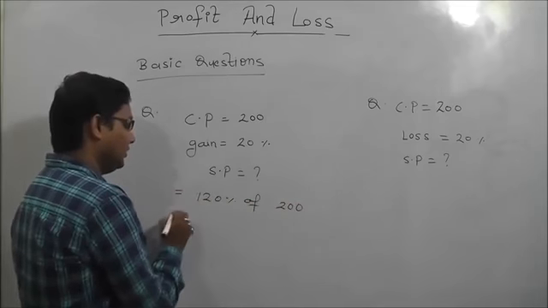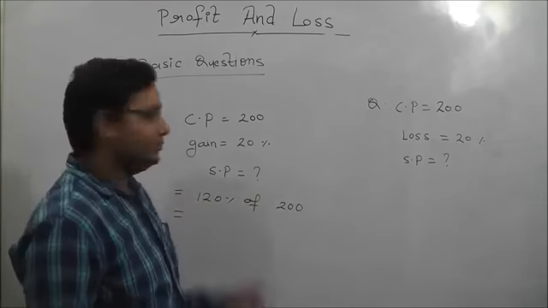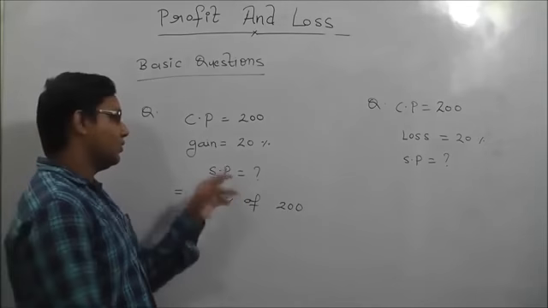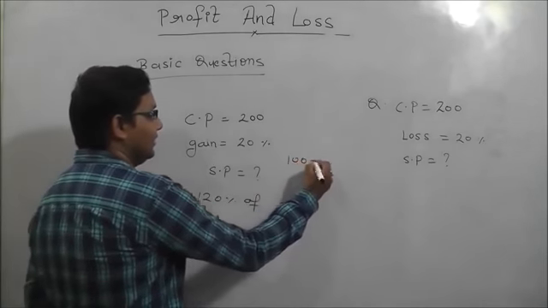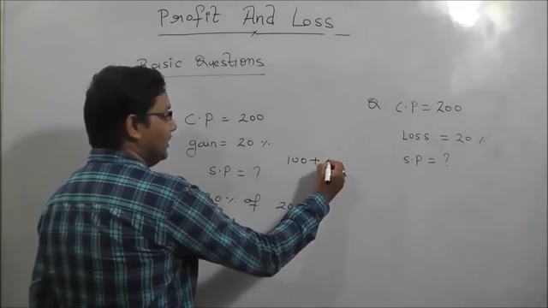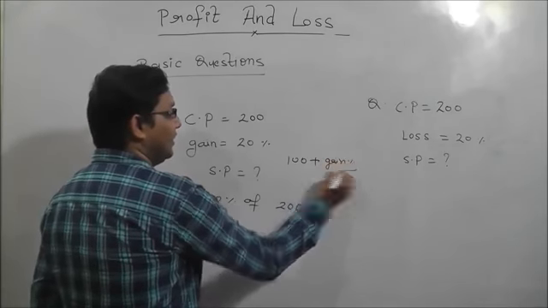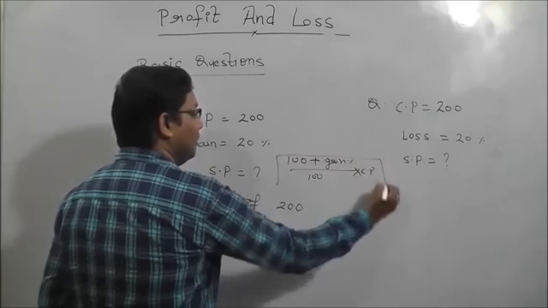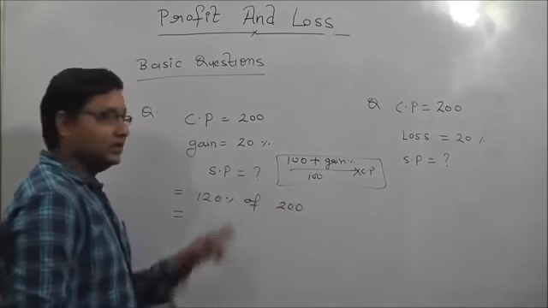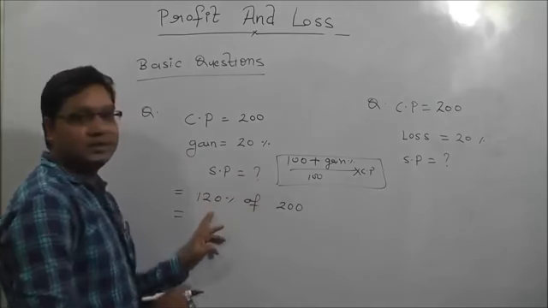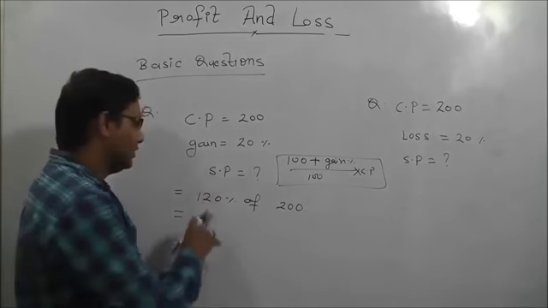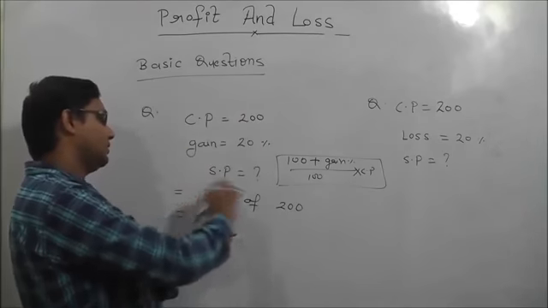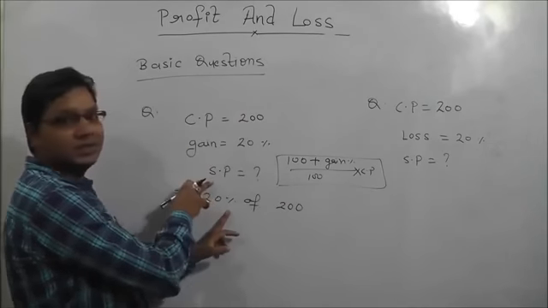This will directly give you the selling price. In this way, we go without the formula, because the formula of selling price is 100 plus gain percent upon 100, into cost price. Instead of using this formula, the same thing is there, but you should know the concept of percentage. So 100% is the cost price, that is 200 only, and 120% of 200 will give us the selling price.